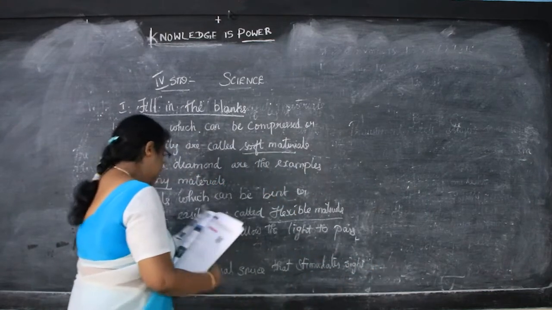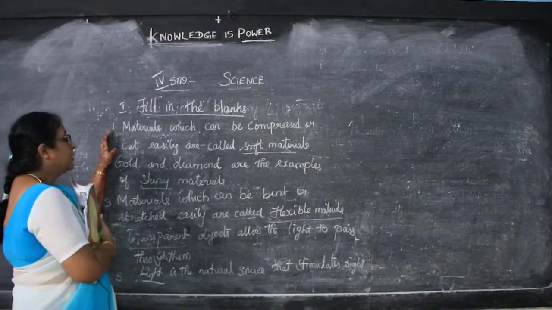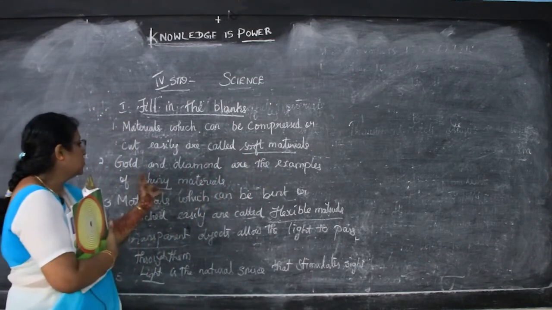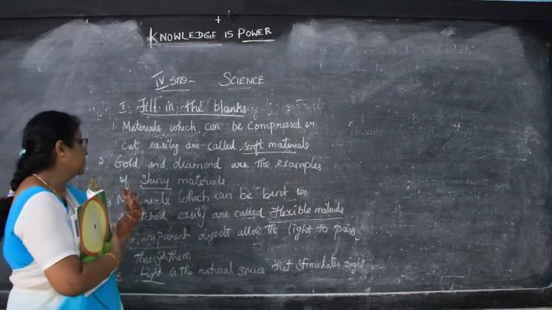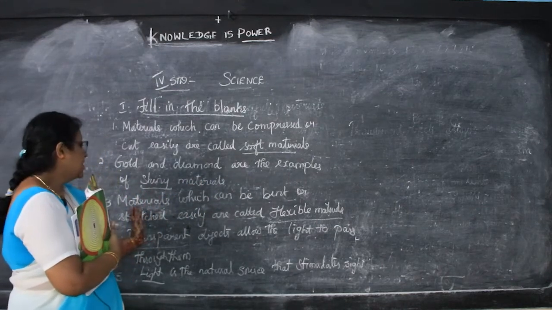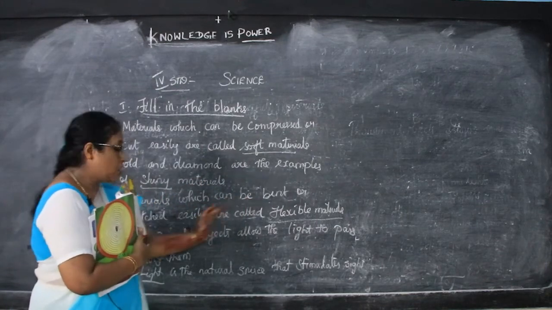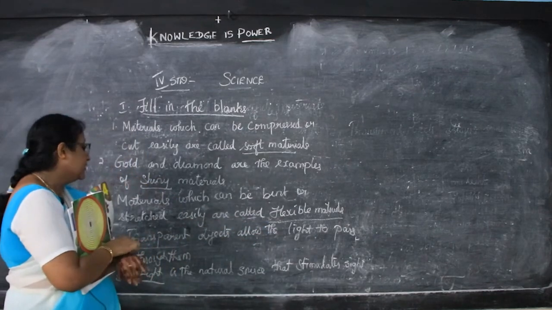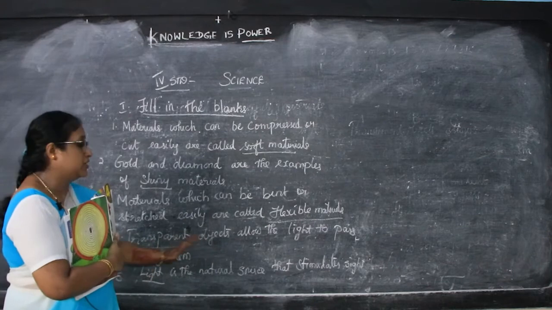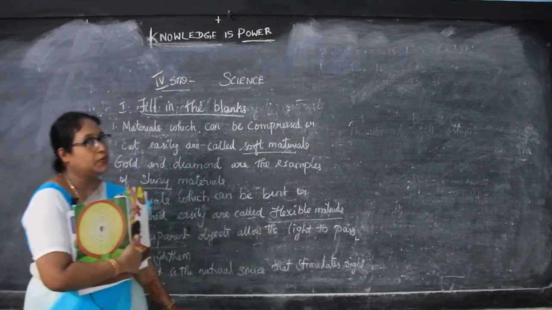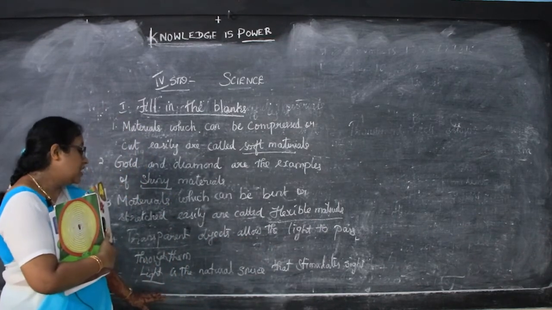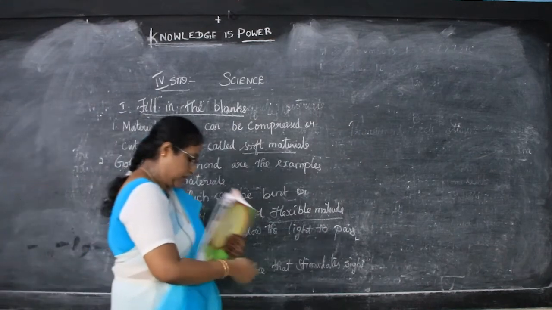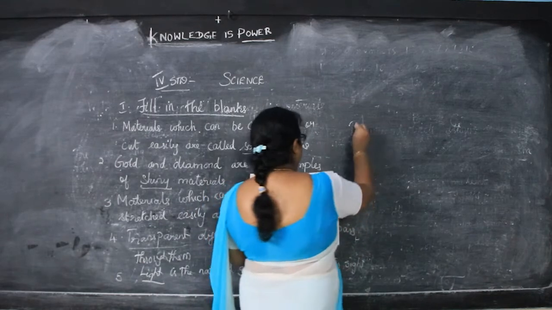Okay, so what is the answer? Materials which can be compressed or cut easily are called soft materials, and gold and diamond are the examples of shiny materials, and the materials which can be bent or stretched easily are called flexible materials, and transparent objects allow the light to pass through them. Then light is a natural source that stimulates sight. Now next we will go to the match the following.